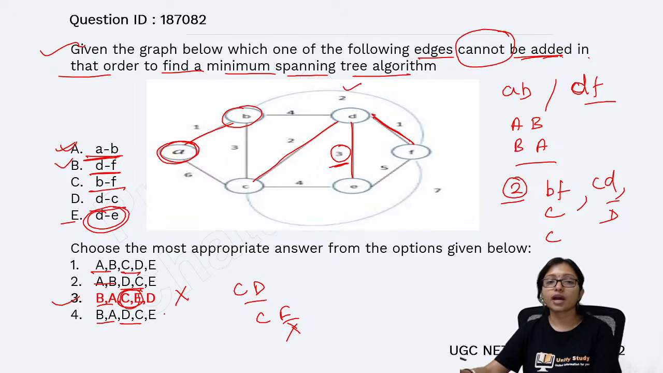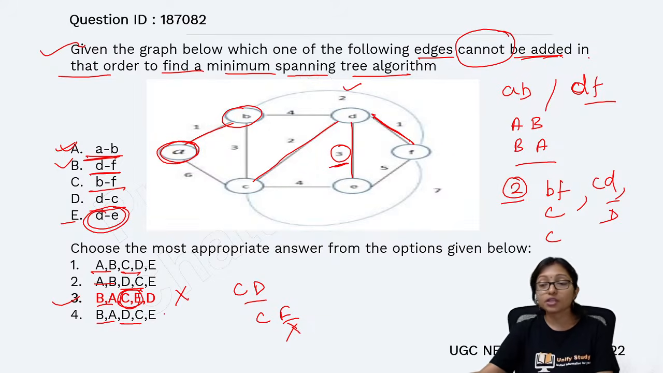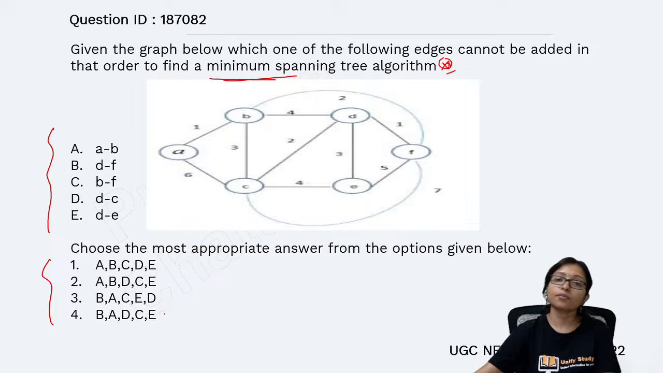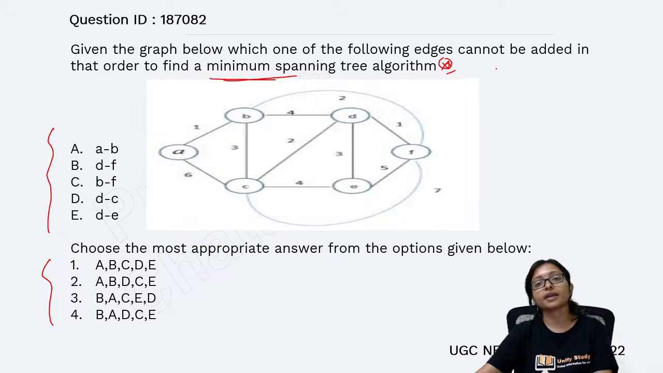And that's why your correct answer will be this. Because how does Kruskal's work? Kruskal's will make a list in ascending order. Which ones are weight 1? Weight 1 is here. I can do AB. After that weight 1 is DF.